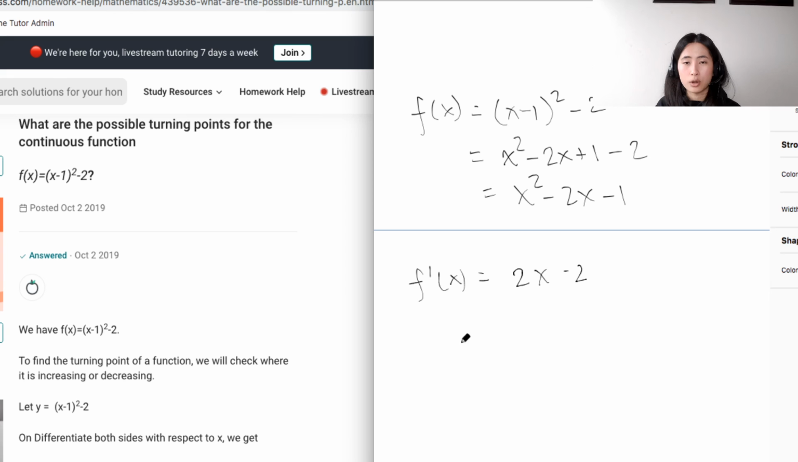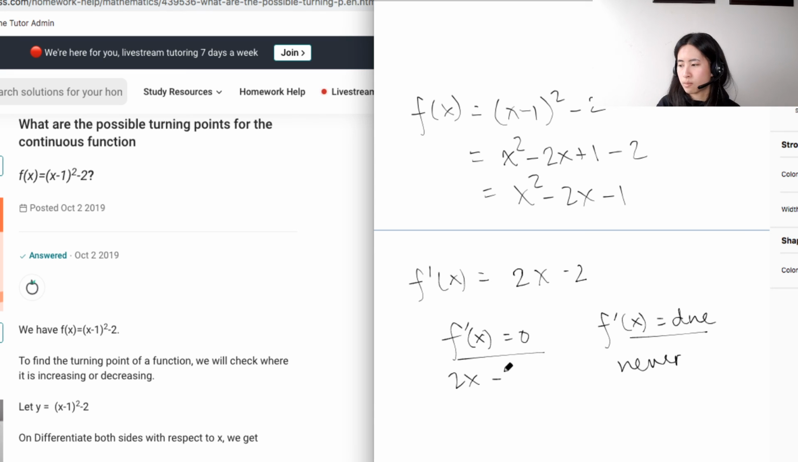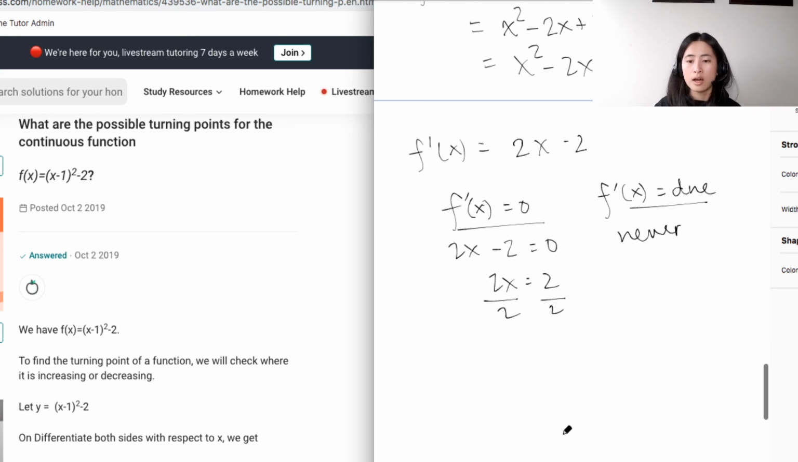Okay, so we look at the critical points. What are the critical points? That means it's either the first derivative is equal to 0 or the first derivative does not exist. Because we know that this never happens in terms of does not exist. And then if you look at the first derivative when it's equal to 0, you have 2x minus 2 equal to 0. You have 2x equal to 2, dividing both sides by 2. We know that x is going to be 1 when the first derivative is 0.